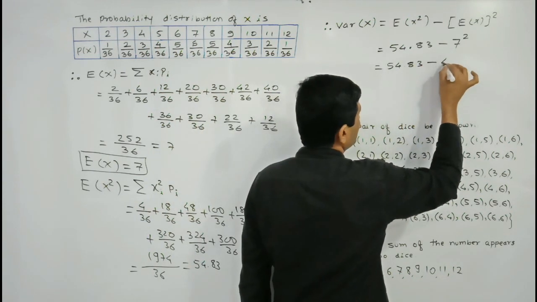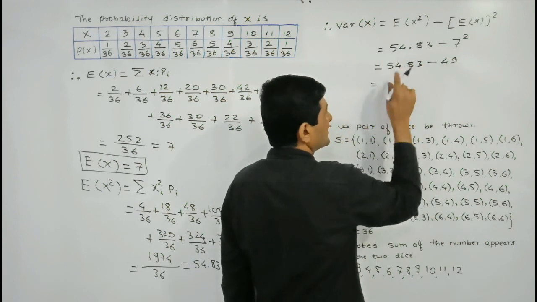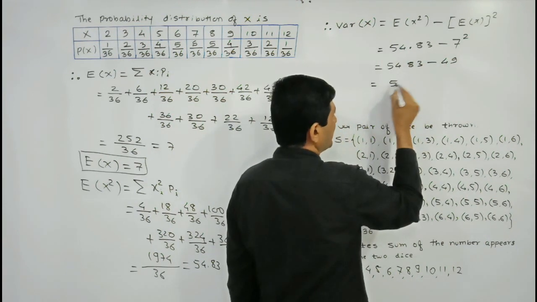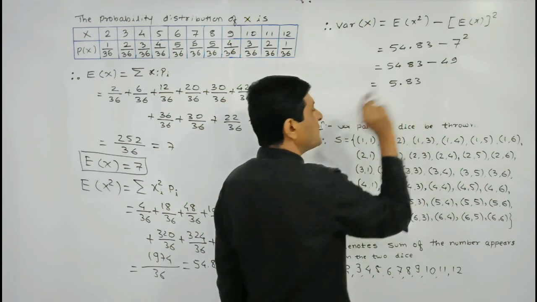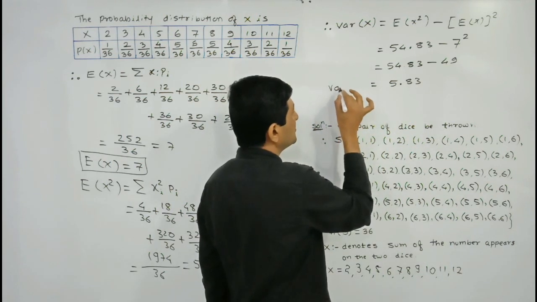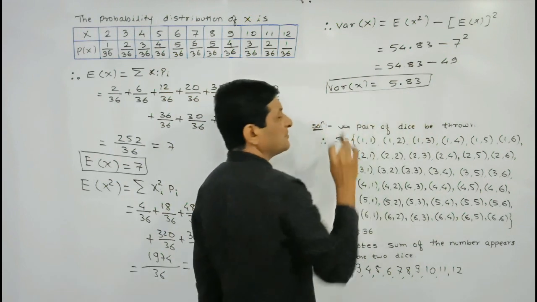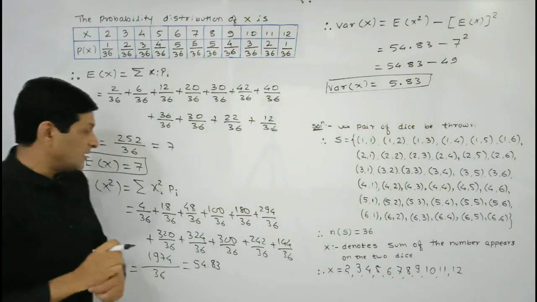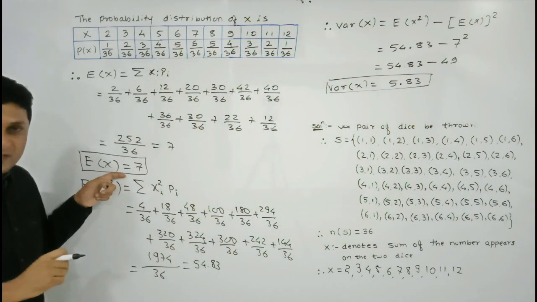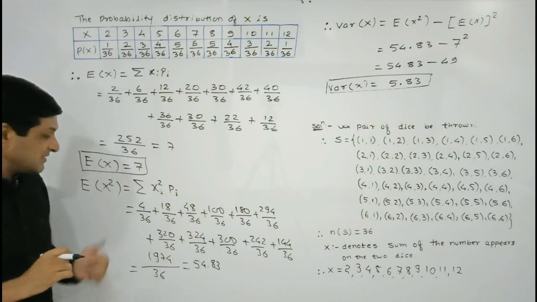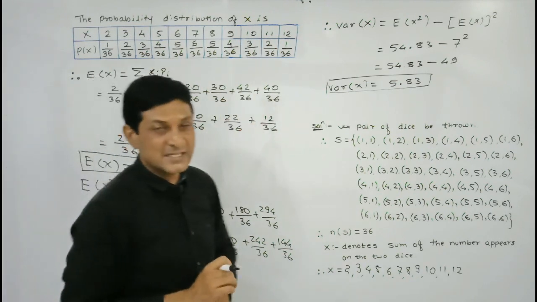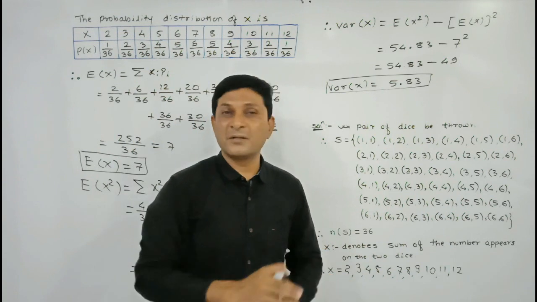What is the square of 7? 49. If we take their difference, 54 minus 49 is 5, so 5.83. Once the value of variance is known to us, we have completed our question number first. In question number first, what was asked? Our first part was to find E of X, the expected value, and the second part was to find the variance.